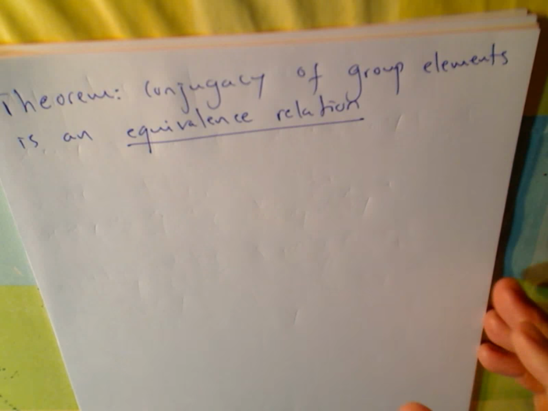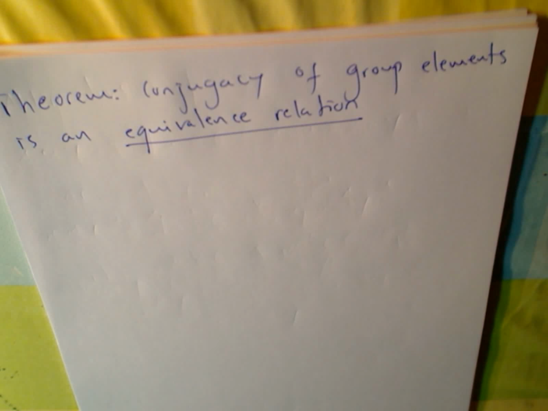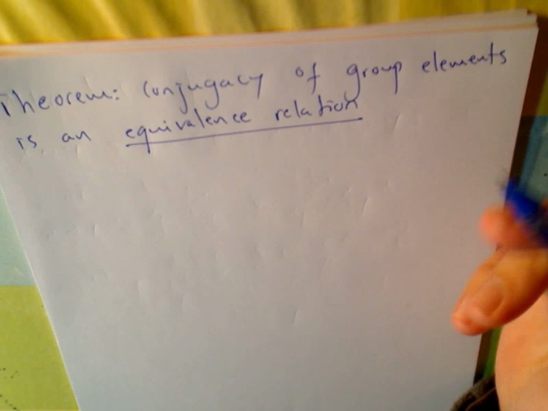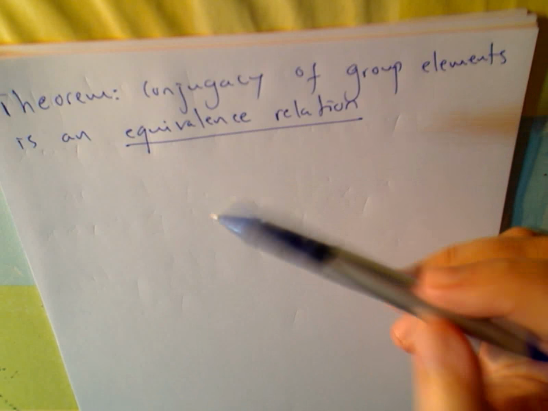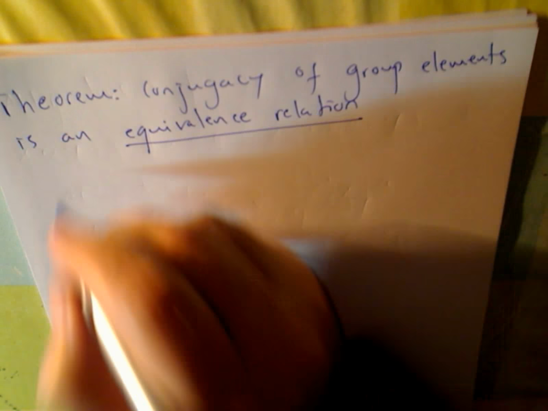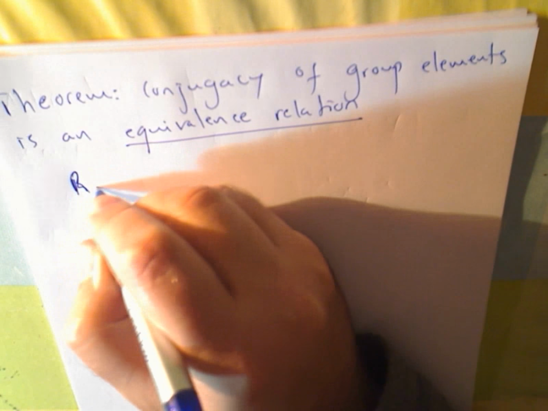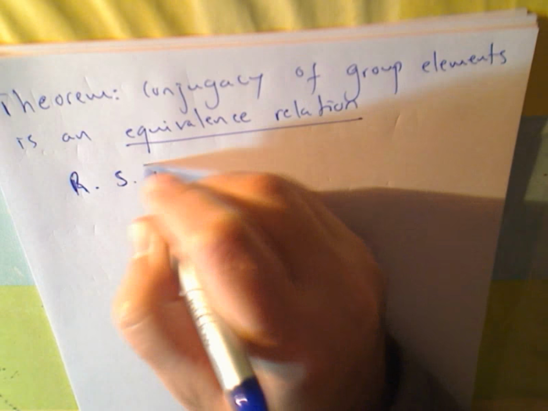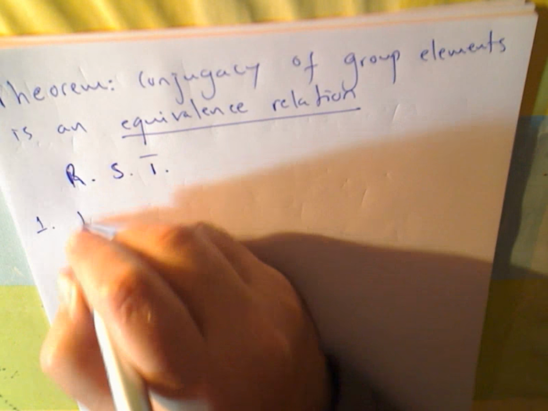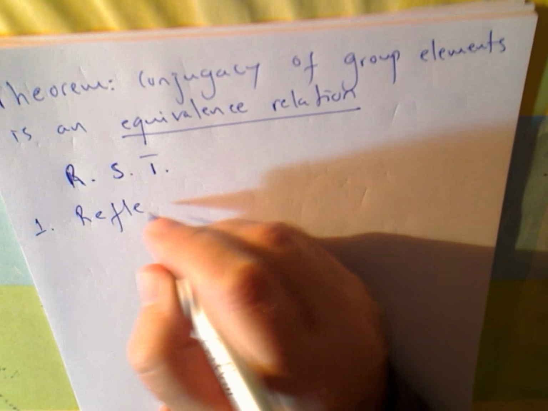So now we have to prove this. I did not take any notes, but I think this is not hard, right? So conjugacy of group elements is an equivalence relation. So we have to prove that it is reflexive, symmetric and transitive. This is not hard, okay? So let's go for reflexive.